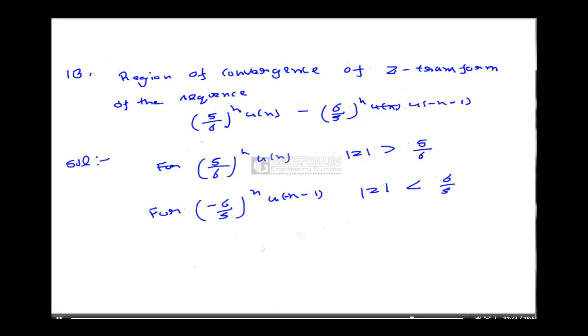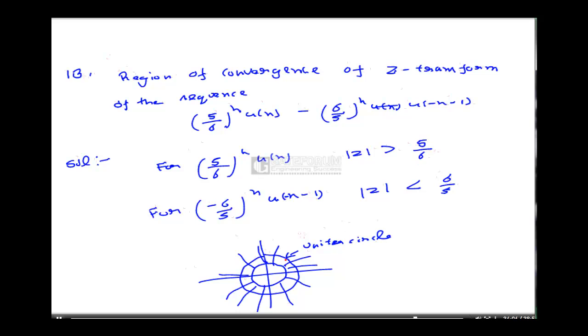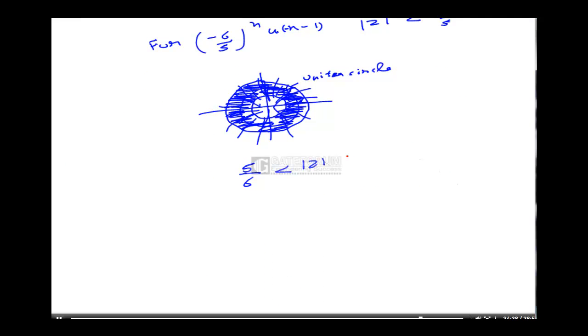Okay, so if this is my unit circle, 5/6 will lie inside the unit circle, 6/5 will lie outside the unit circle. For one sequence the region of convergence is outside the inner circle, and for the other I have inside. So the common region is lying between these two, and that region is 5/6 less than mod z less than 6/5. That is the region of convergence. Okay.